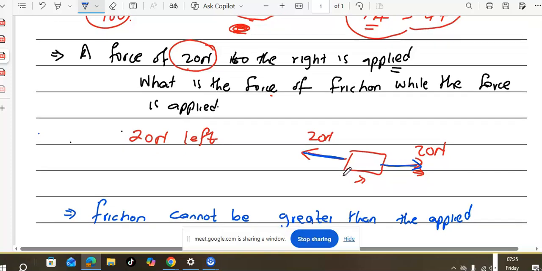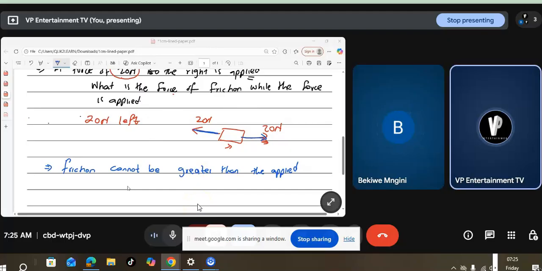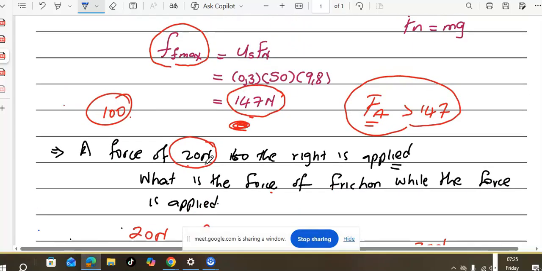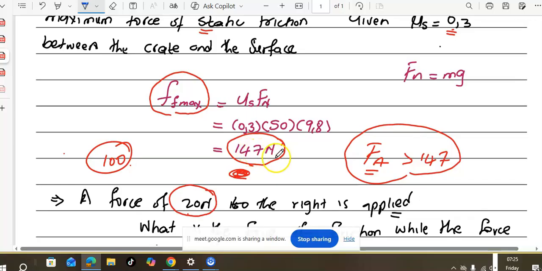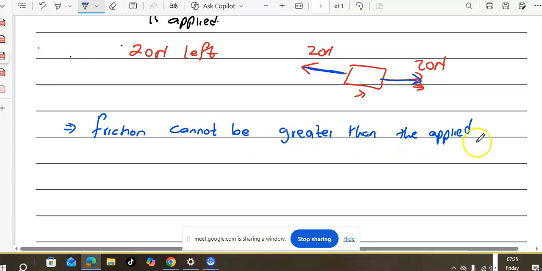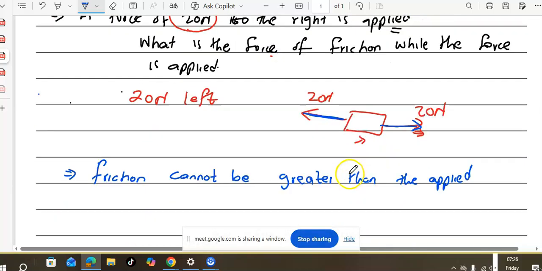So basically what we calculated on top, the 147, is how much force will be needed to move the crate. That's what we call the maximum friction force. The maximum friction needed is 147 and above. So now, remember, the friction cannot be greater than the applied force. The maximum friction is 147, which is greater than this applied force, so the crate won't move, which will make the frictional force equal to the applied force.